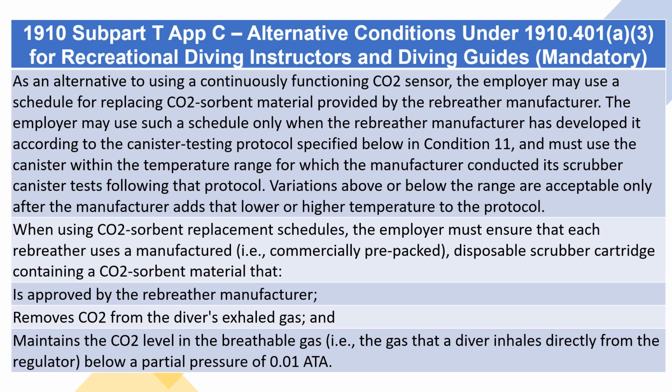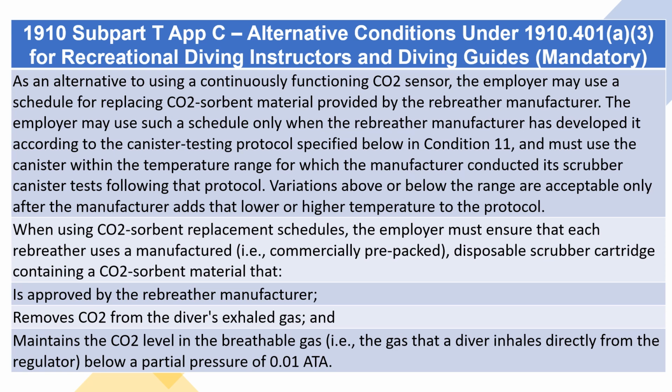The employer may use such a schedule only when the rebreather manufacturer has developed it according to the canister testing protocol specified below in Condition 11, and must use the canister within the temperature range for which the manufacturer conducted its scrubber canister tests following that protocol. Variations above or below the range are acceptable only after the manufacturer adds that lower or higher temperature to the protocol.